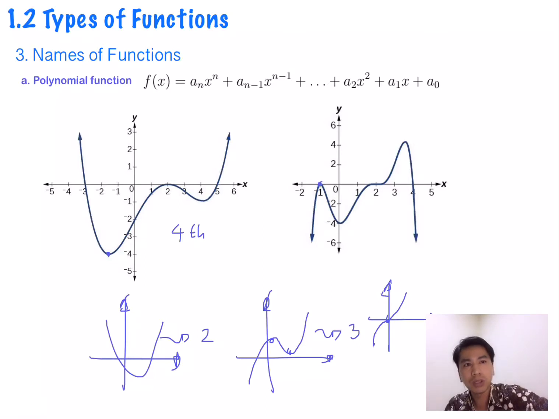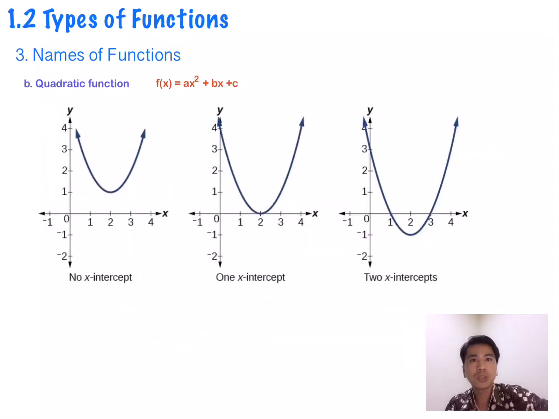And if you look at this one, you have 1, 2, this is 3 inflection point, 4. So this must be the 5th degree. This is how we can tell the degree of the polynomial easily. Next one is the quadratic function.